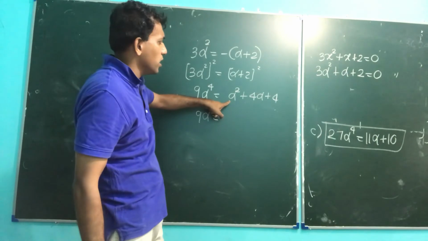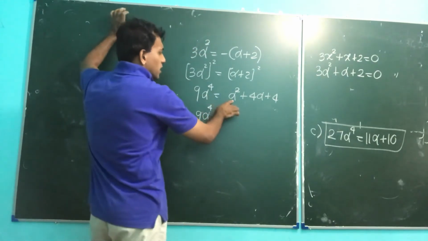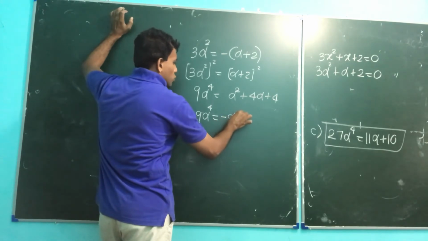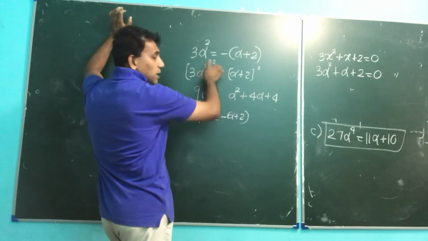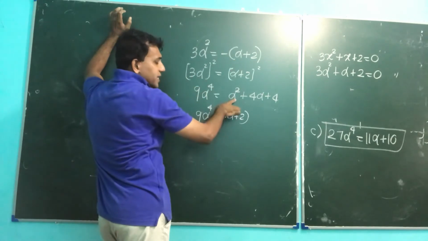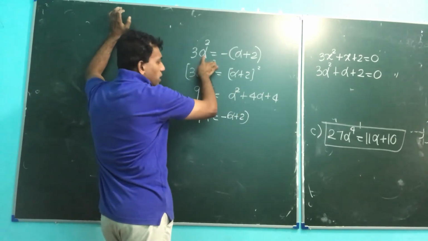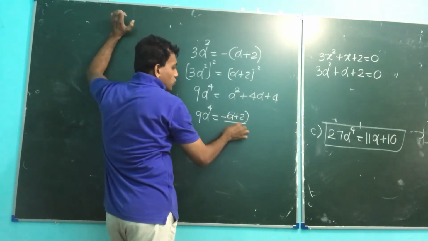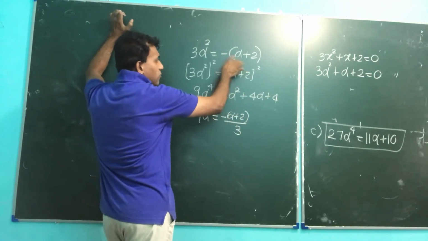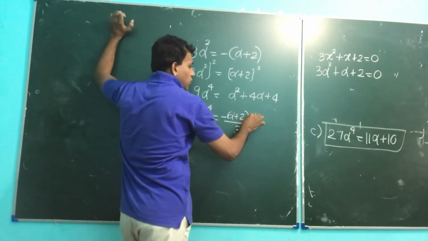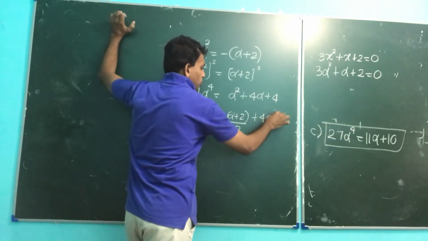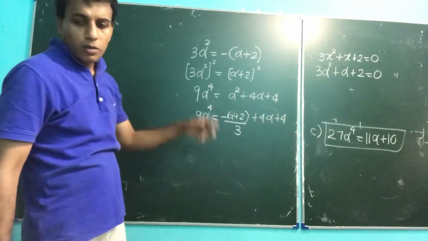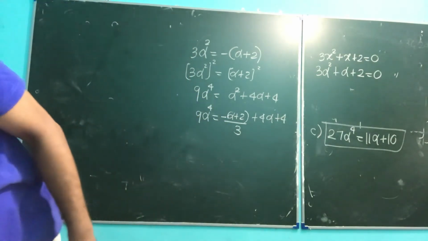What is alpha square? Alpha square is minus alpha plus 2 over 3, subject alpha square right here. Minus alpha plus 2 over 3, plus 4 alpha plus 4. Now check the answer. Multiply by 3, multiply every part by 3, and get the answer.